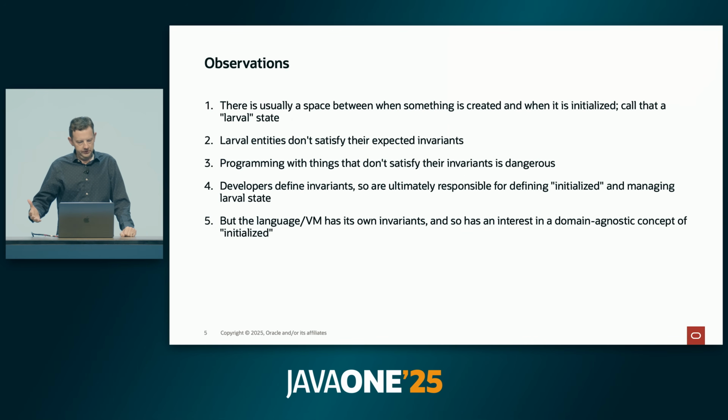Some further observations about that. So there's that space between when something's created and when it's initialized. Call that a larval state. And I'll use that word a lot today, larval. It's an entity that exists but isn't fully formed yet. Larval entities don't satisfy the expected invariants. And that's a problem because when you program with things that don't satisfy their invariants, unexpected behavior, dangerous things happen.